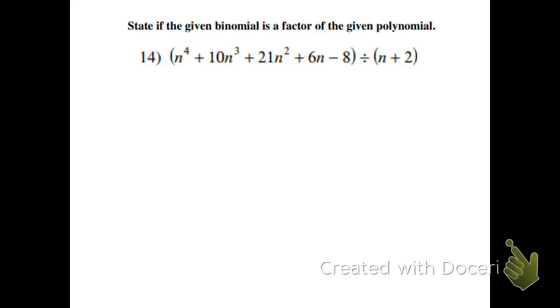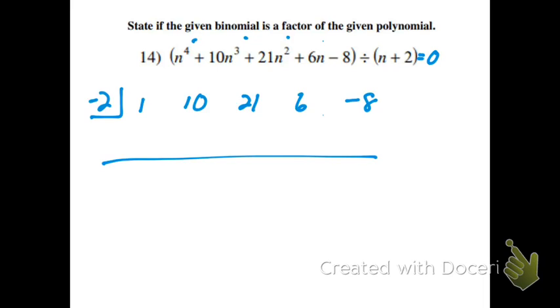All right, I think this is the last question. Could be wrong, but who knows? I got -2 in the box. So I'm going to set that equal to 0. You'll figure out why I put that in the box. I don't need a placeholder because I got 4, 3, 2, 1, and 0 here. So 1, 10, 21, 6, -8. And let's get into it.